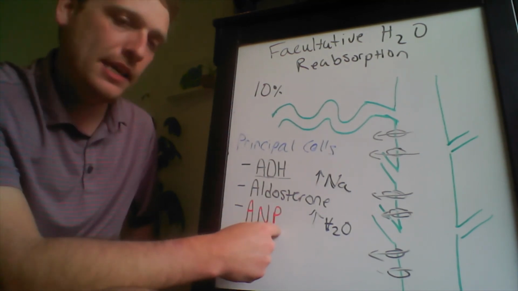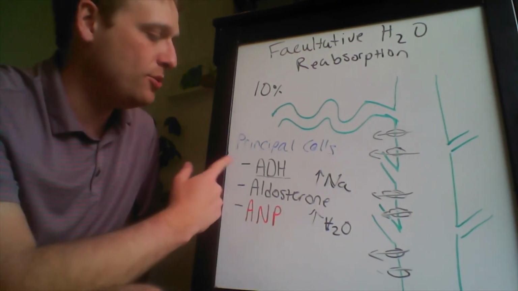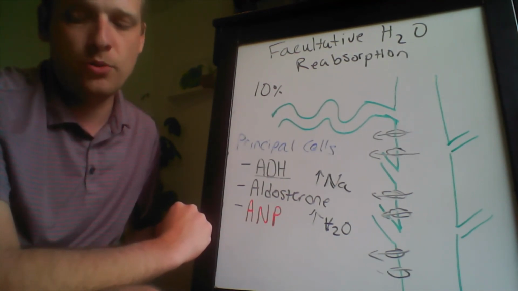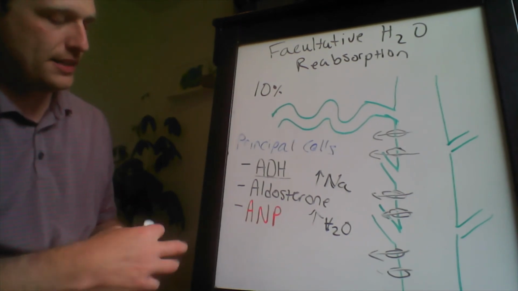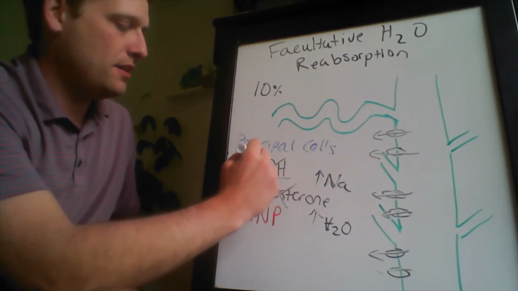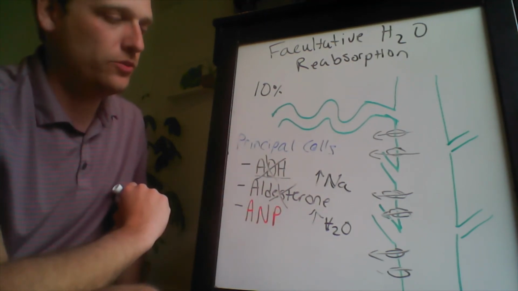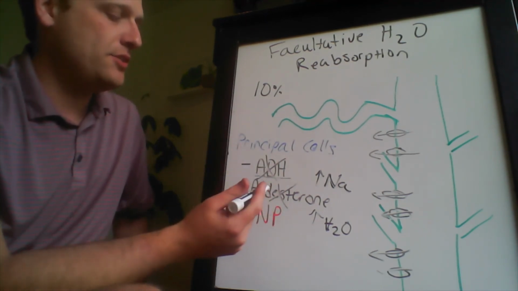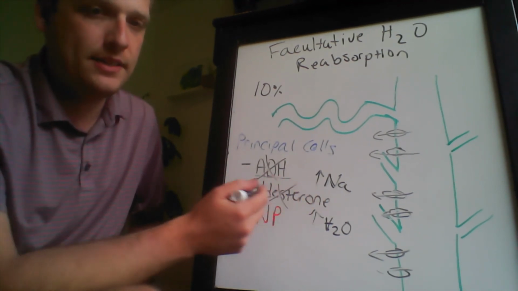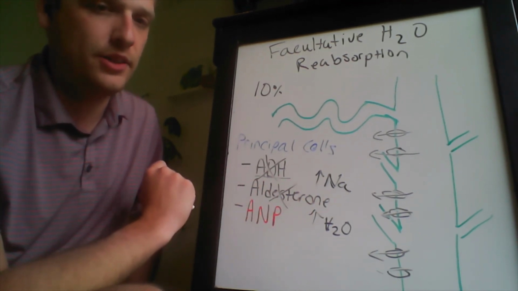Now, ANP is actually going to oppose the effects of ADH and aldosterone. The way that ANP exerts its effect is that it's going to have an inhibitory effect on ADH and aldosterone. And so as it inhibits these two, it's going to increase the amount of water that's lost to the urine.